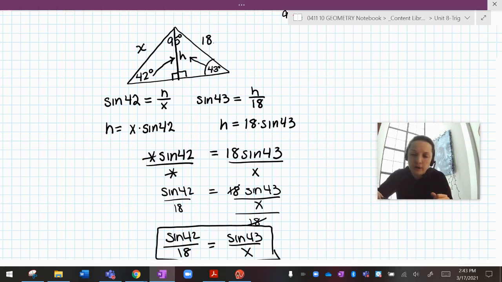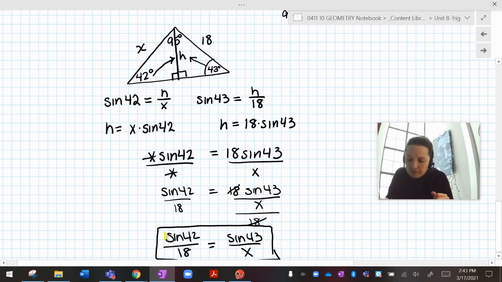Now, look at what I've got. I have sine 42 over 18. 42 is opposite 18. Then I got sine 43 over x. There's the 43, there's an x. So the law of sines actually did come from SOHCAHTOA trig, and it came from dropping a right angle in there and then basically using that h twice.